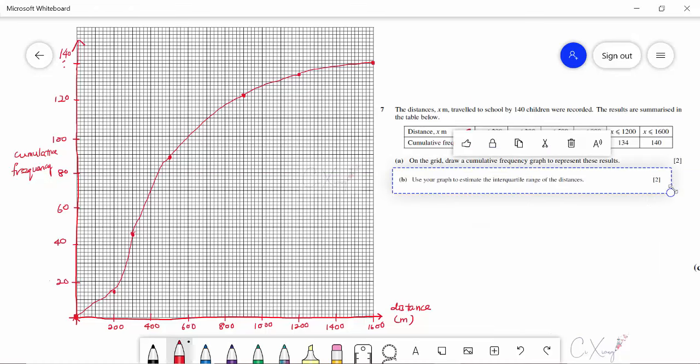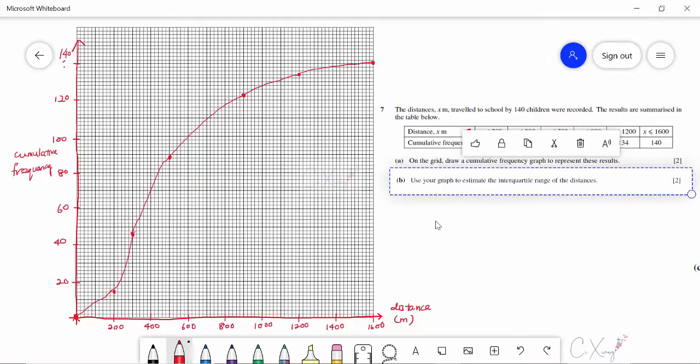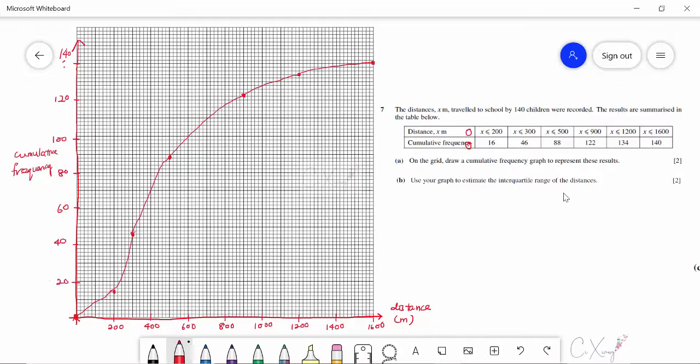For part number B, they actually want you to use the graph to estimate the interquartile range of the distance. For interquartile range, you need Q1. So where's the position of Q1? For Q1, you need to take 140, which is the n, divided by 4. So you get 35. And then for Q3, you need to take 140 divided by 4, then multiply with 3, and you get 105. So what is the use for this 35 and also the 105 here?